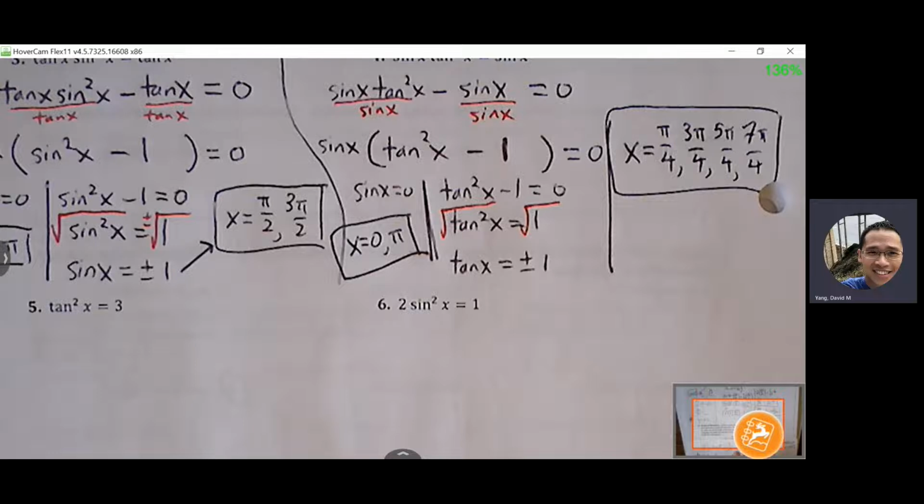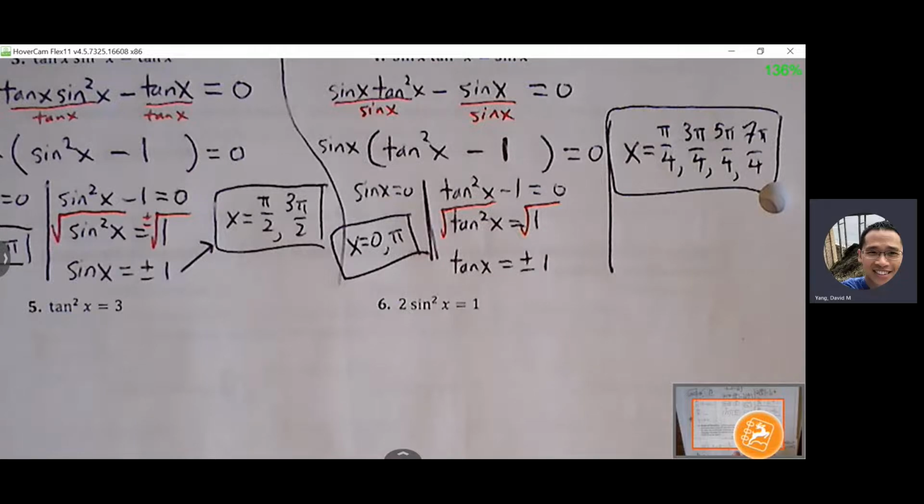Okay, 5 and 6 should feel easier. You can go almost directly into just taking the square root and then start looking for your solutions. Just make sure that plus or minus will show up. Okay, so try number 5 and then try 6.